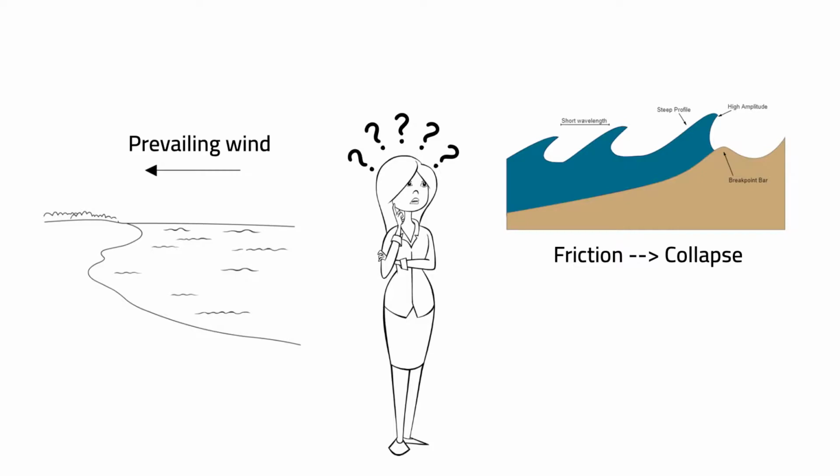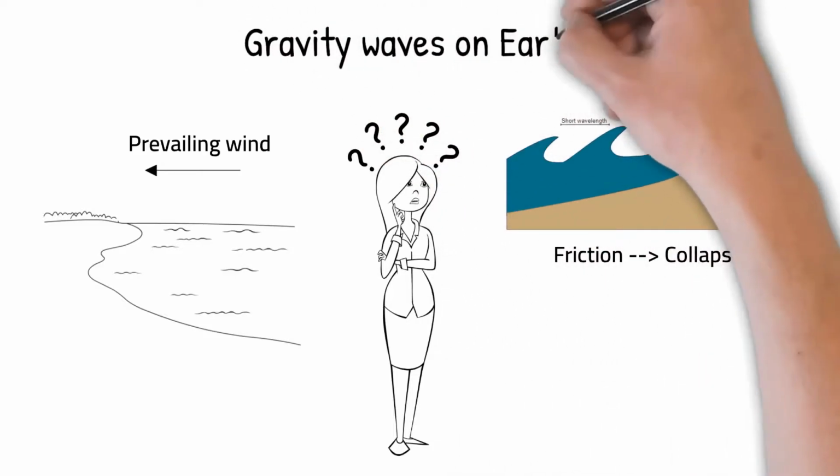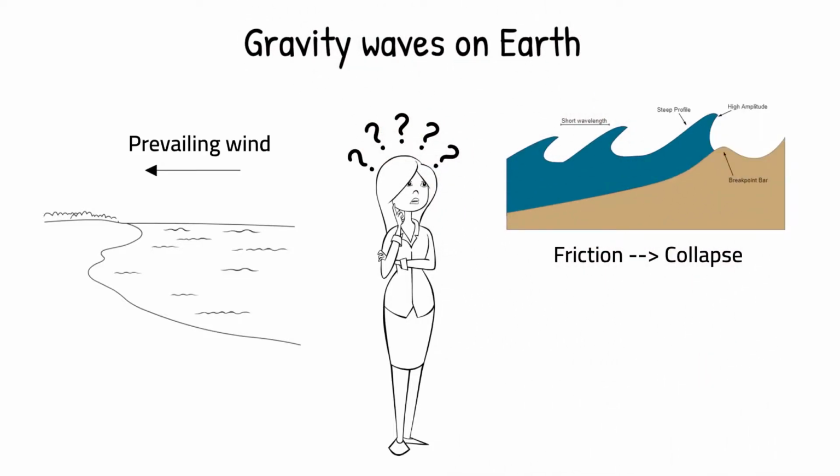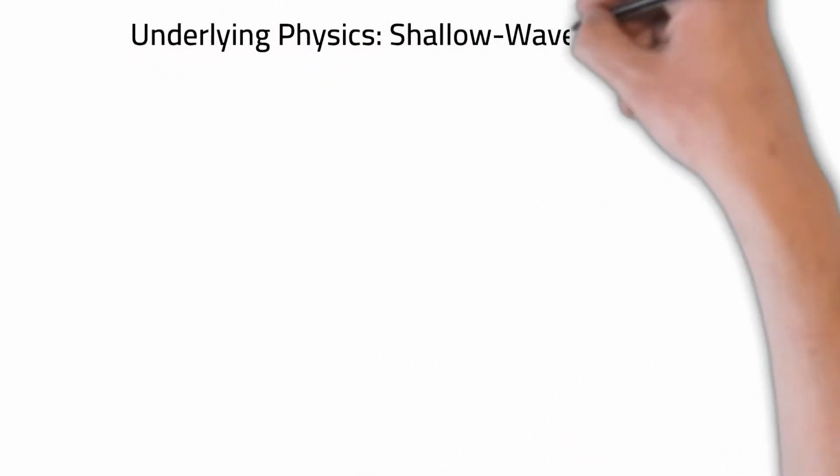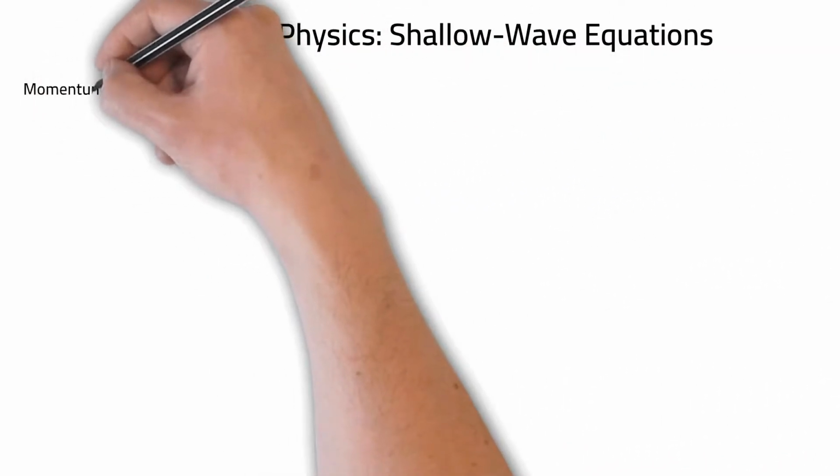Instead, we look at the rise of such gravity waves on Earth and how coastal waves are a result of some very important fluid mechanics. Let us take a mathematical approach to construct models for waves on Earth. Firstly, shallow wave equations form some significant underlying physics.